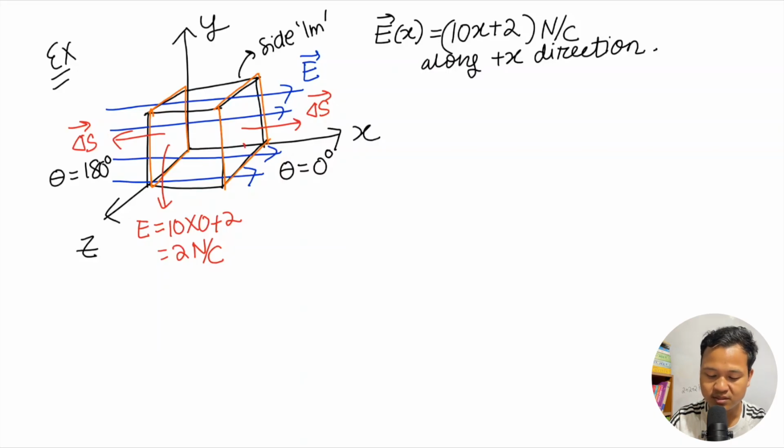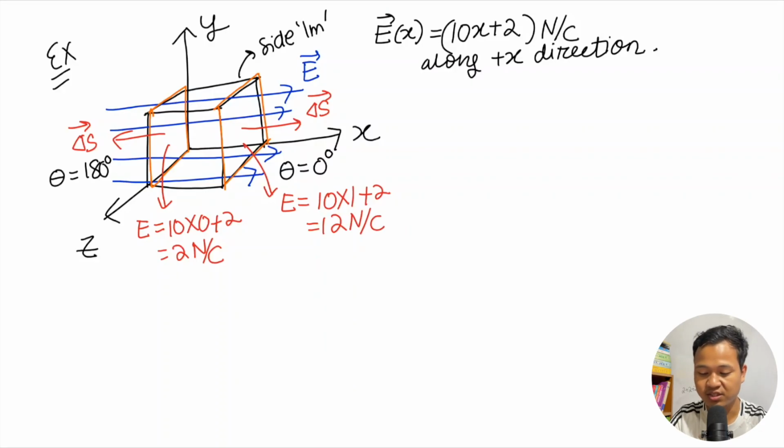Now on this side, what is the x value? You have traveled 1 meter already, so this face lies at x equals 1. Putting it here, I will have 10 into 1 plus 2, so that means I will have 12 Newton per coulomb. This is the electric field. Now let's put these values and try to solve for the total flux.